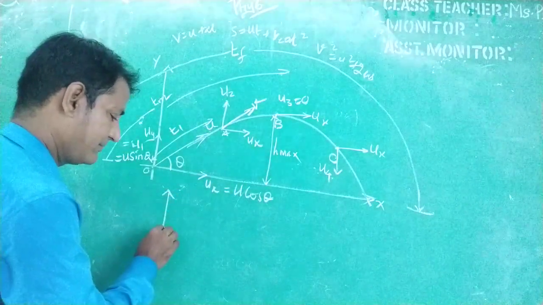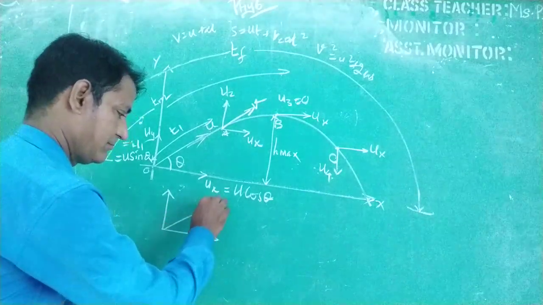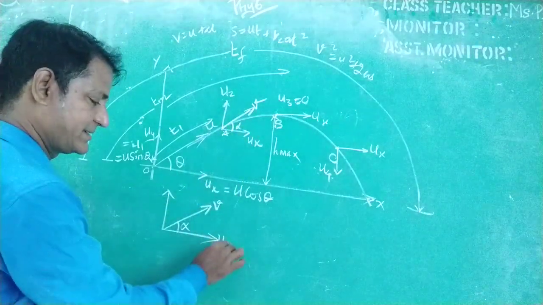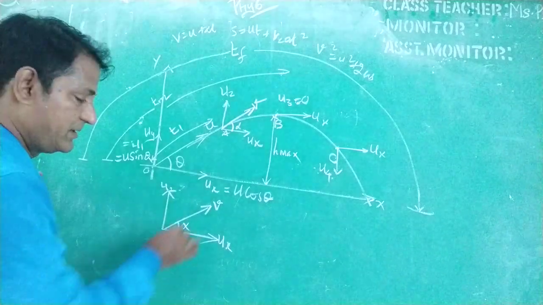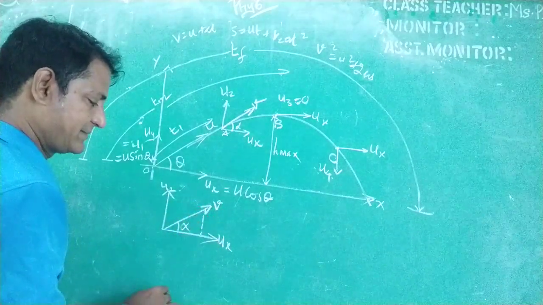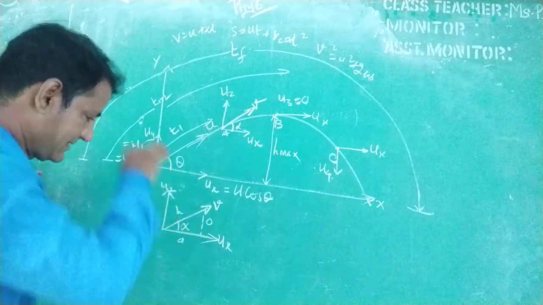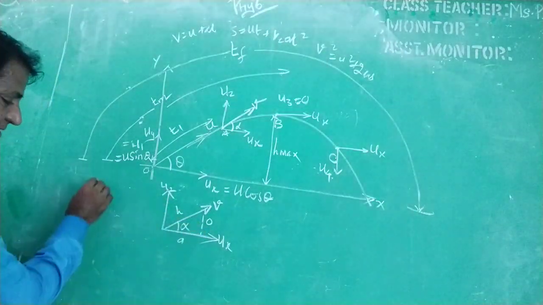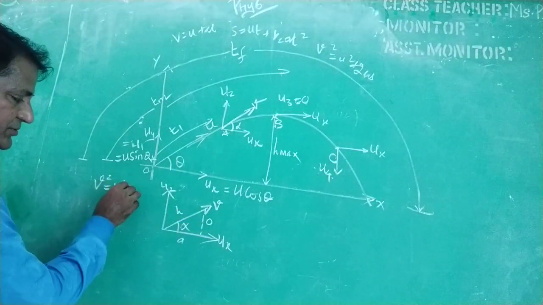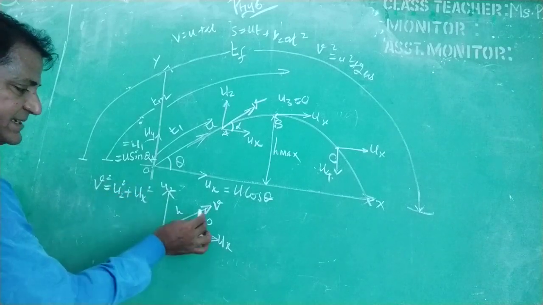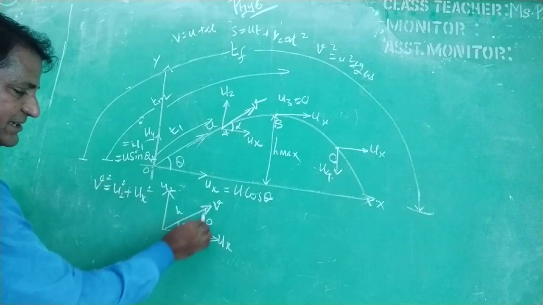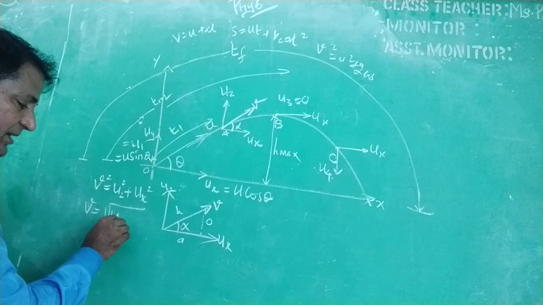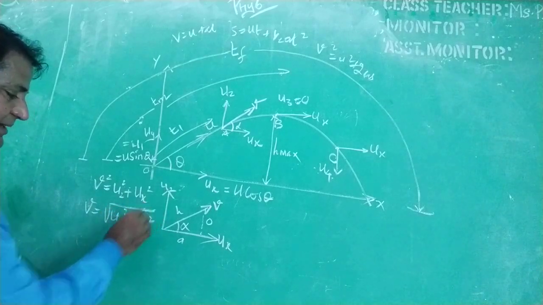Now let me draw the diagram, the resultant velocity, which makes an angle alpha with ux. So this is u2. Now let me draw a perpendicular line on ux. So opposite side, hypotenuse, adjacent. Here I can use Pythagoras theorem. So according to Pythagoras theorem, v square is equal to u2 square plus ux square. Since this is parallel to u2, I am taking this as ux. Okay. So v is equal to square root of u2 square plus ux square.